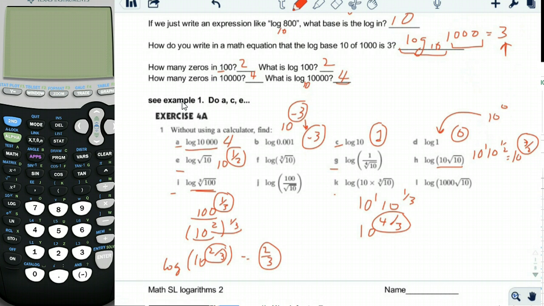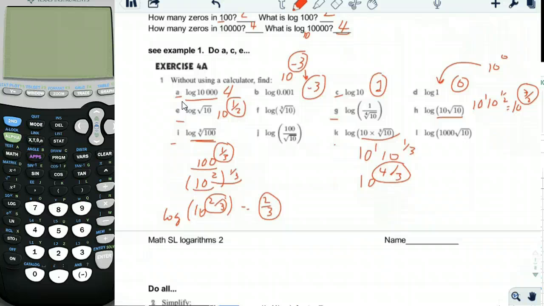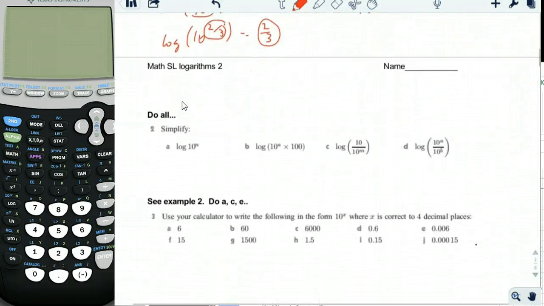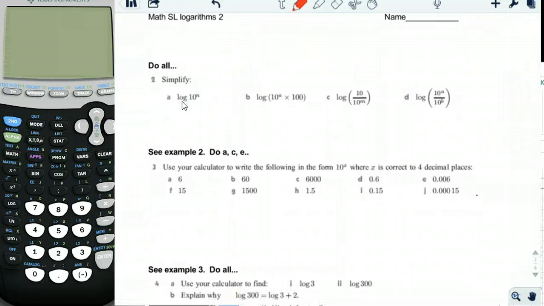Okay? So if you can write the expression inside the log as an exponent of 10, then all you need to do is take the exponent, and that is the answer to the log. Basically, it's saying, what is the exponent if you express it as a power of 10? Okay, simplify these. Whenever you have a log of a power of 10, remember, you can just take the exponent, and that's your answer.